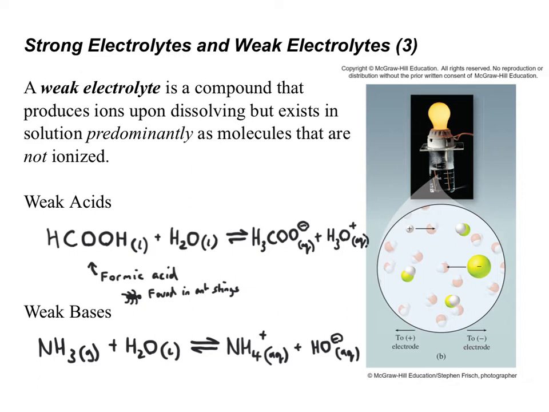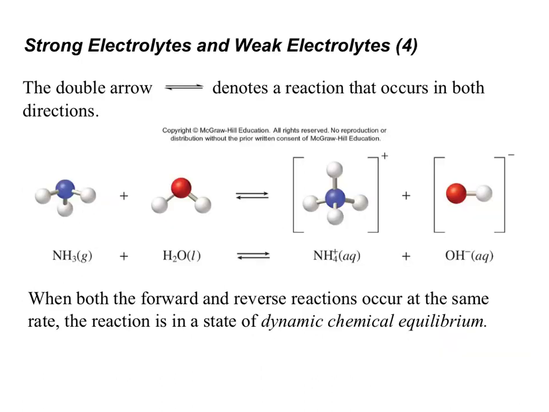You may be wondering, how do we show that these are not predominantly ionized compounds? Well, in this chemical equation, you will notice that you have the double-ended arrow. This is called an equilibrium arrow. The double arrow denotes a reaction that occurs in both directions, as in the things on the left of the arrow are forming the things on the right, but the things on the right are forming the things on the left at the same time. When both the forward and reverse reactions occur at the same rate, the reaction is in a state of dynamic chemical equilibrium.